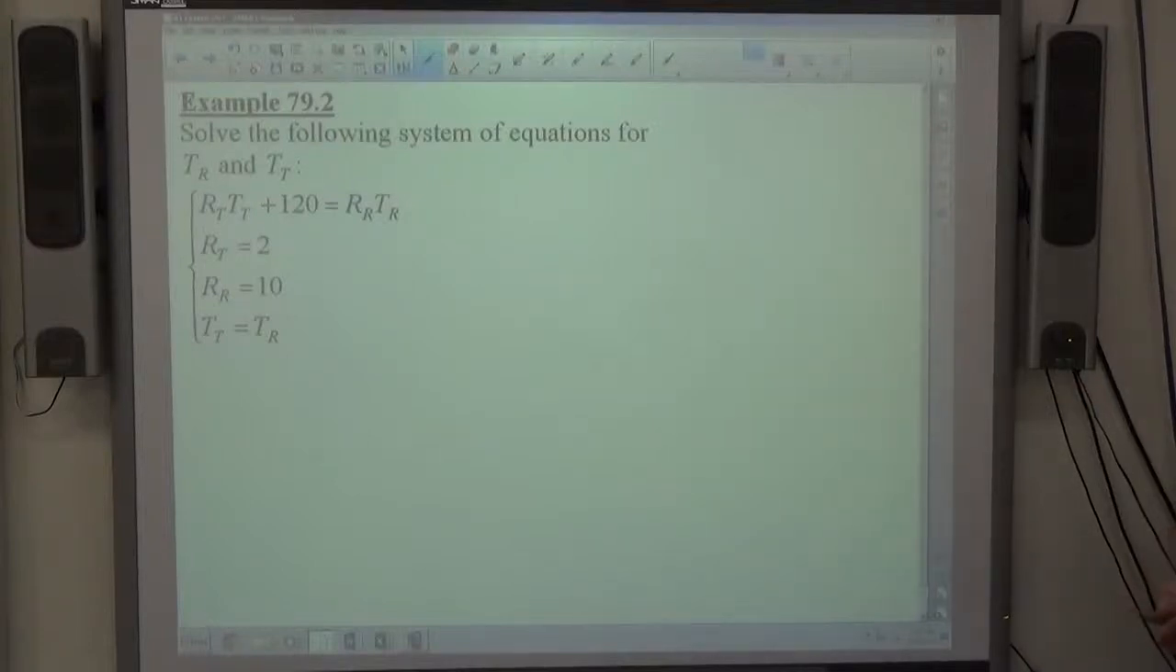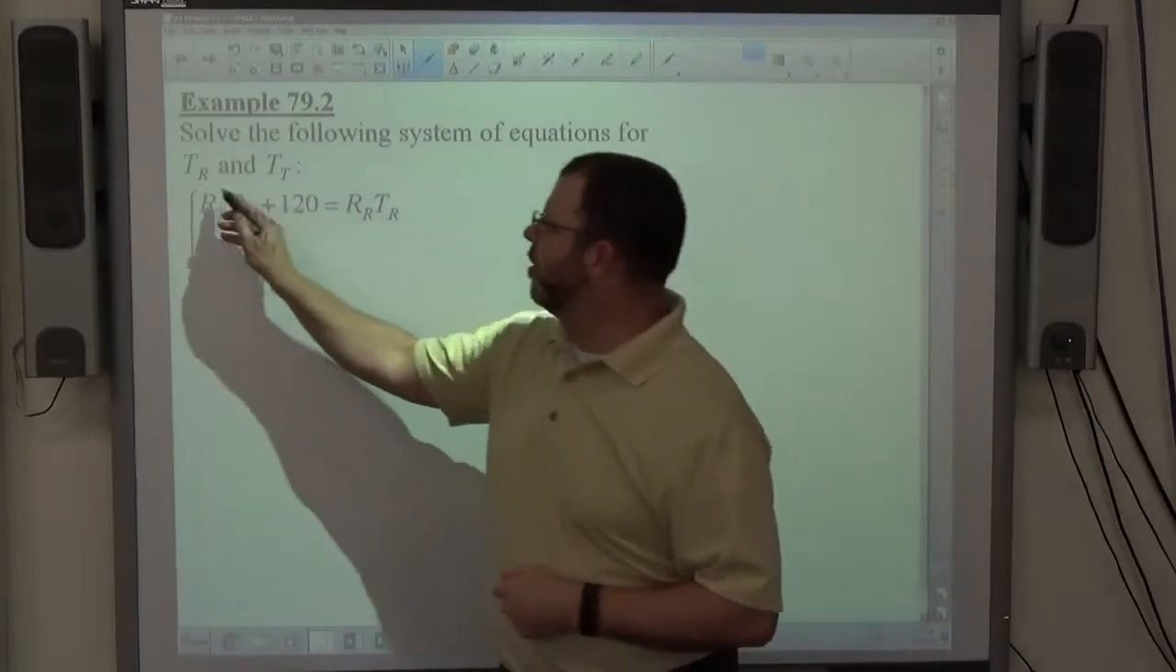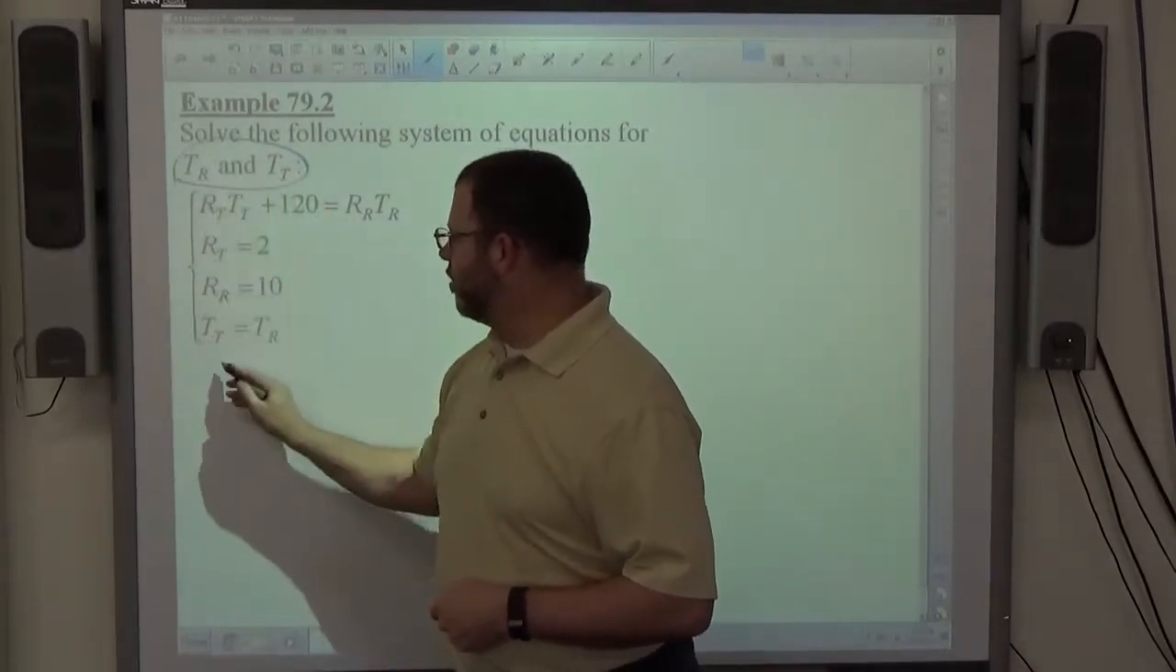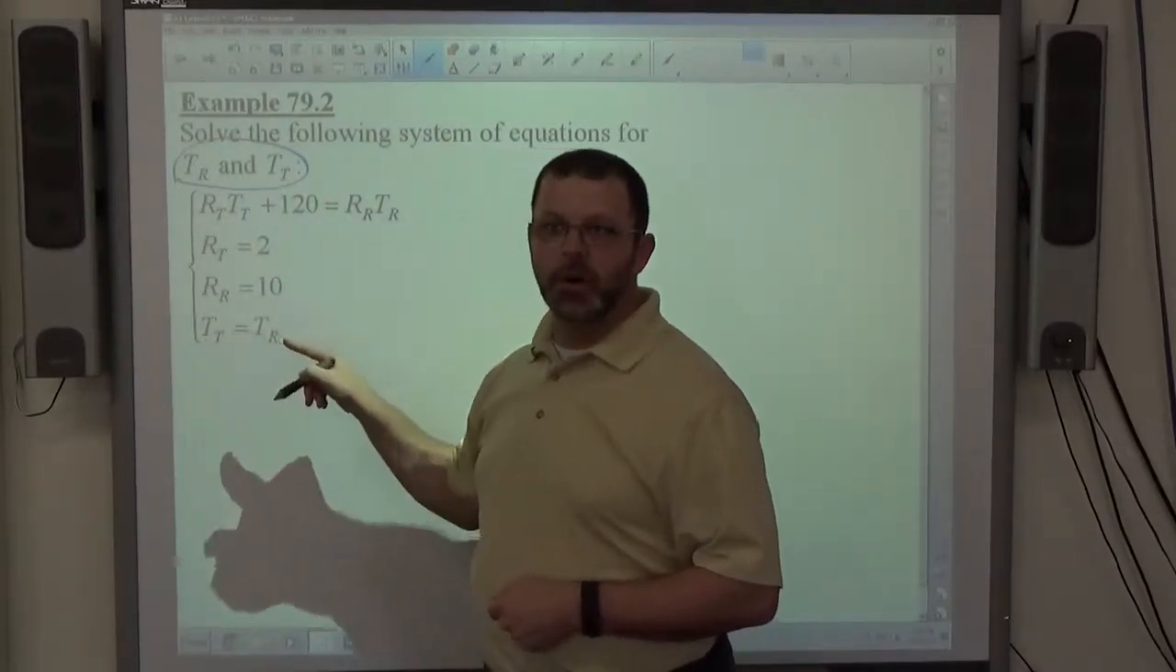Example 2, solve the following system of equations for t sub r and t sub t. Notice, this time we don't know either one of the times, but we have a relationship between the times: that t sub t and t sub r are equal to each other.